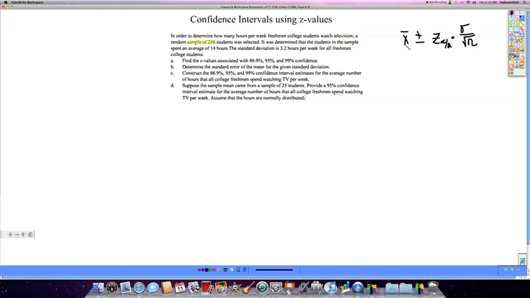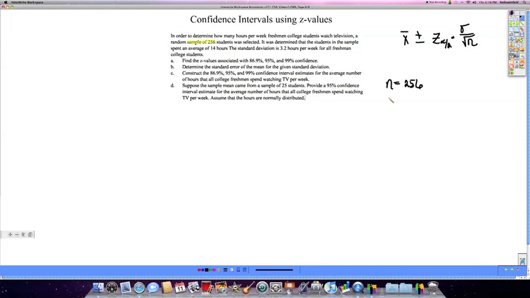So we're going to go ahead and write down our given information. N is 256 students. Since this is a large sample, we can be sure that we're supposed to be working with z-values. Now, we have other information. It says it was determined that students in the sample spend an average of 14 hours watching television, that is. It appears that part of my sentence was chopped off.